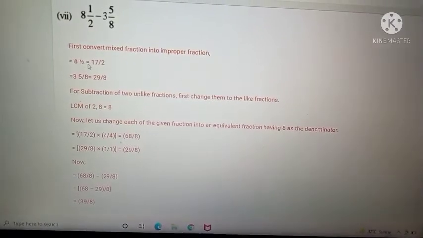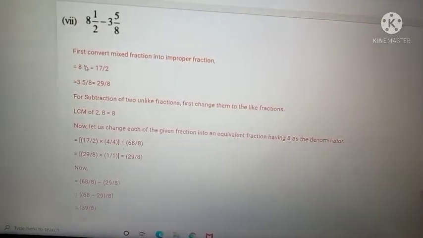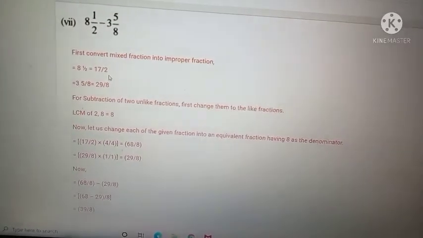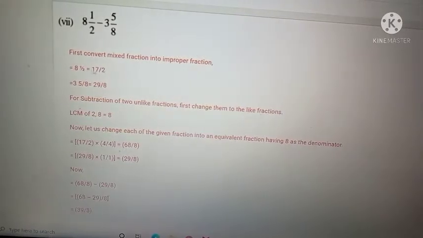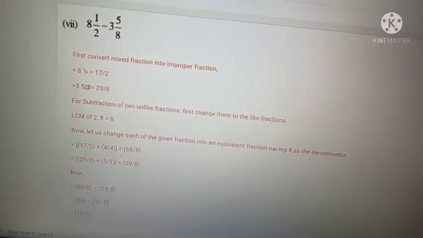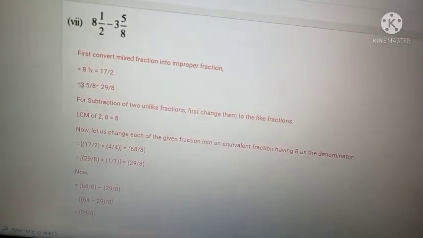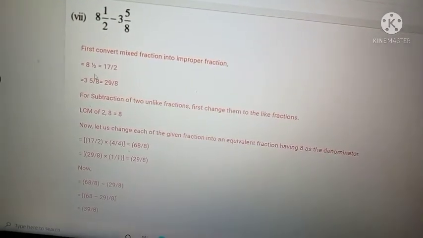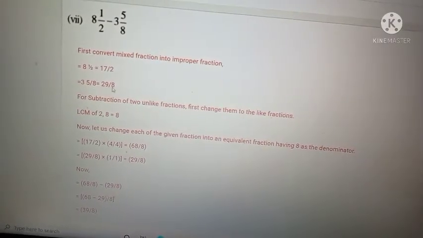Multiply 8 into 2 first. 8 into 2 is 16. 16 plus 1, 17. 17 by 2. From where does this 2 come? This 2. Now, 3 and 5 by 8. First of all, multiply 3 into 8. 3 into 8 is 24. 24 plus 5 is 29. Then this 8. 29 by 8.